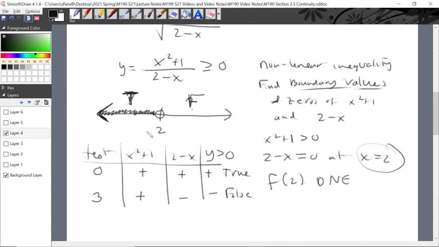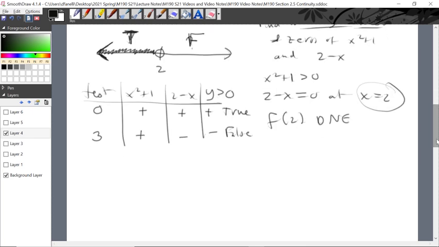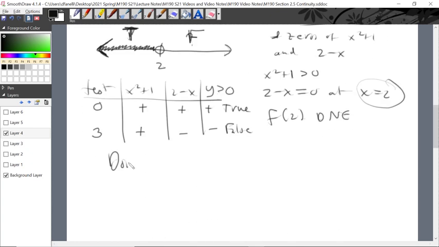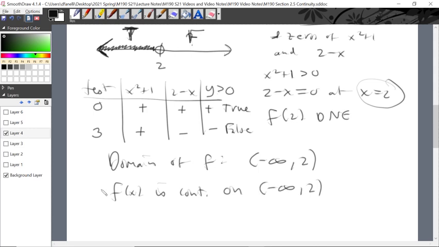It seems if we choose any value of x that is less than 2, then we are going to be within the domain of this function. So the domain of f is the interval from negative infinity to positive 2, open. And therefore, the function f of x is going to be continuous on that interval, negative infinity to 2. And that's what we were after.